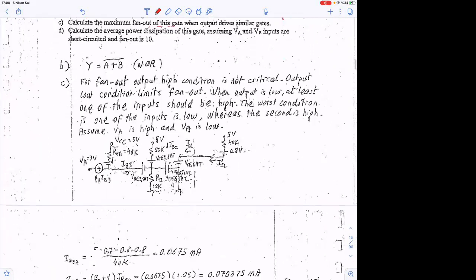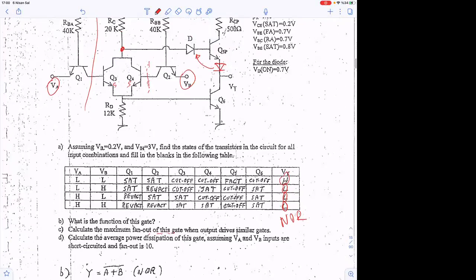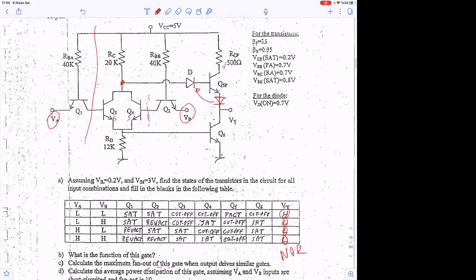Uh-oh, we don't see the circuit. But where is the output? Output is here, right? So V out is driving similar gates. Actually, V out is driving similar gates means it is driving this.